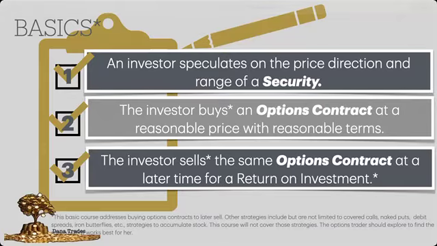Recap, we just reviewed options trading in 3 basic steps. Step 1, the investor speculates on the price direction and range of a stock. Step 2, the investor buys an options contract at a reasonable price with reasonable terms. And step 3, the investor sells the same options contract at a later time for a return on investment. Let's keep going to see how all of these basic concepts work together.